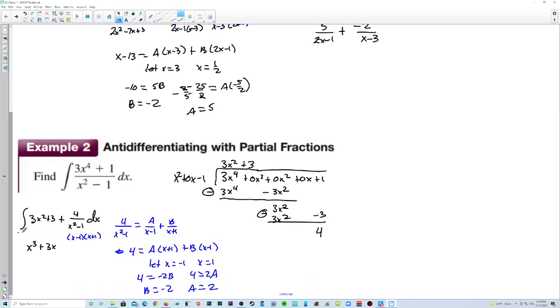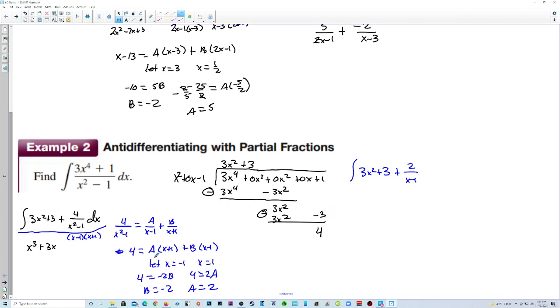I'm going to grab this integral over here. I'm going to write it off to the right over here. So far, well, let's do this. We have the integral of 3x squared plus 3 plus 2 over x minus 1.